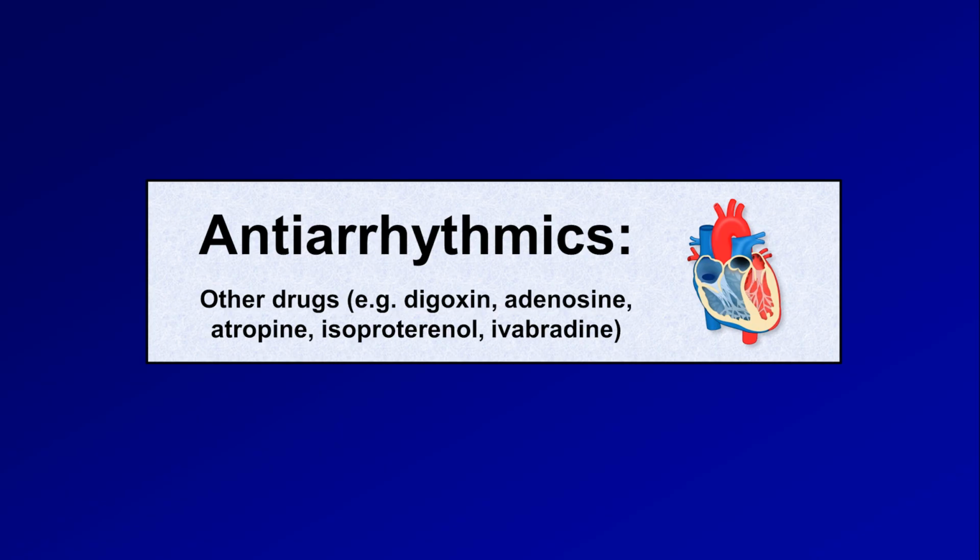This is Eric from Strong Medicine, and in this next to last video on antiarrhythmics, I'll be talking about the unclassifiable drugs, specifically Digoxin, Adenosine, Atropine, Isoproterenol, and Ivabradine. I'll go through each one at a time. So let's start with the oldest one, Digoxin.